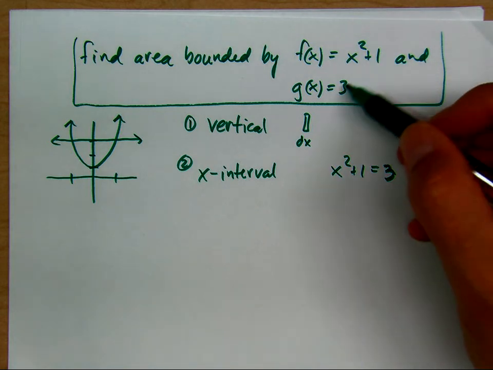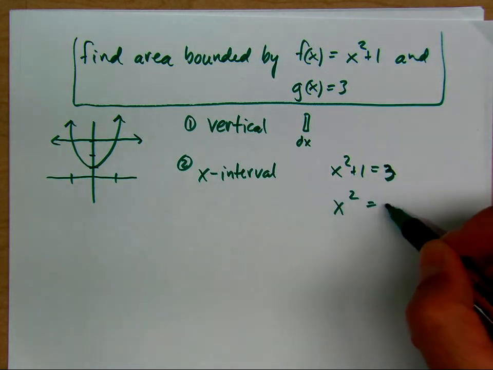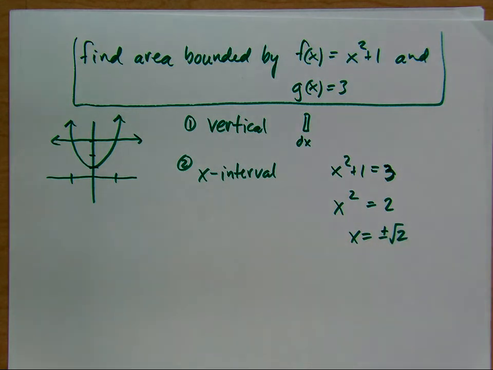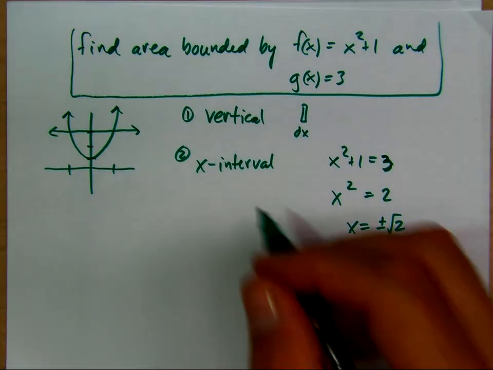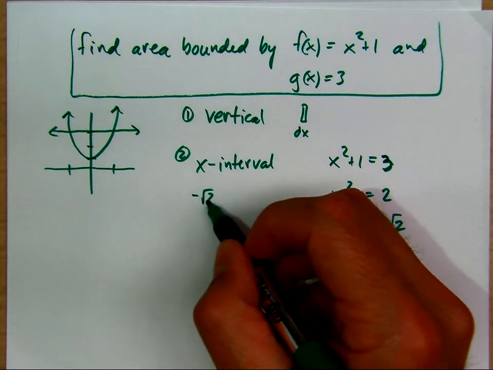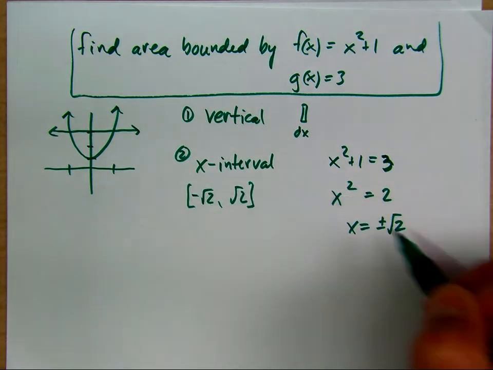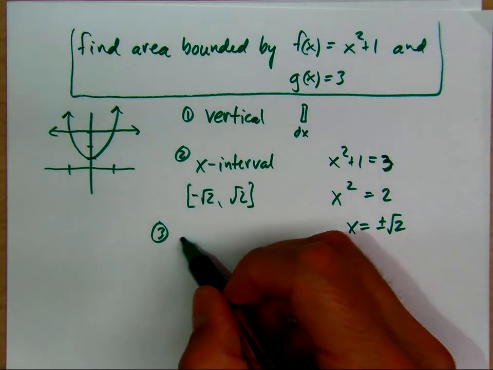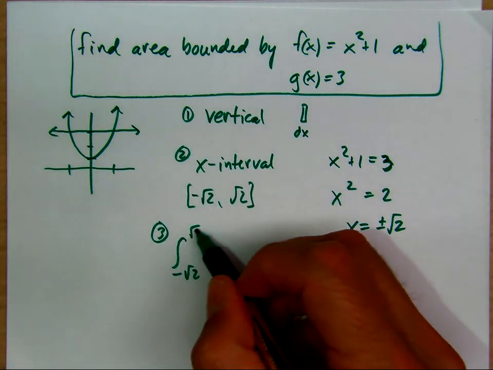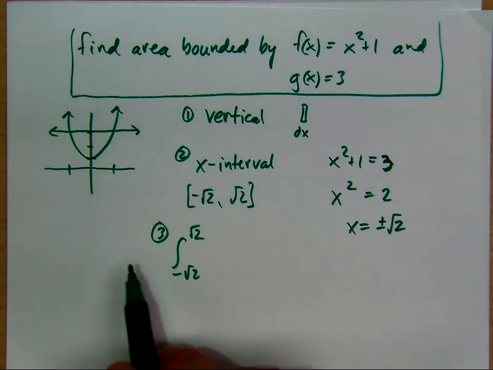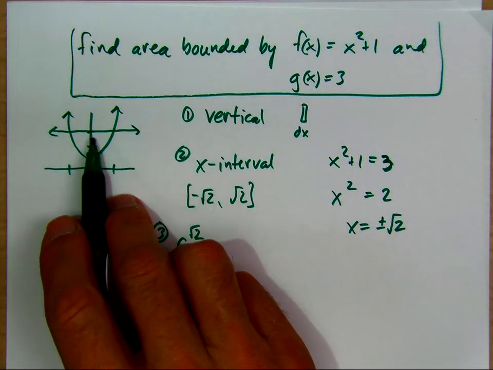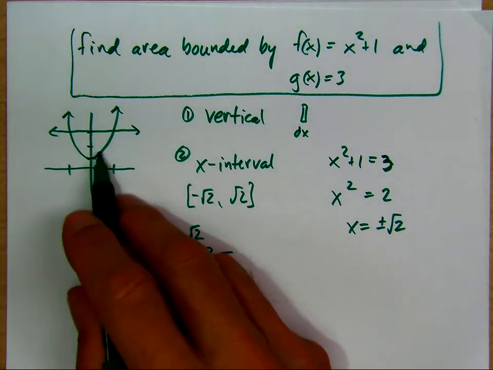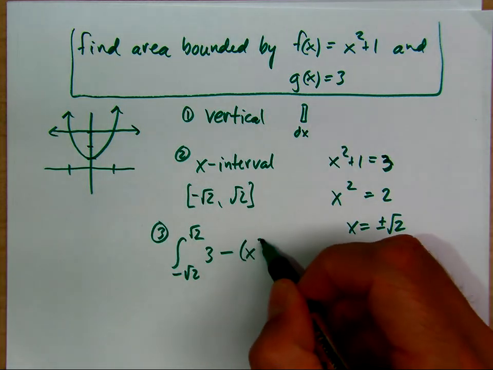The intersection of these will give us the interval 3 minus 1, positive or negative radical 2. So the interval goes from negative radical 2 to positive radical 2. And then we integrate from negative radical 2 to positive radical 2. And we're going to do top curve minus the bottom curve. The top curve is 3. The bottom curve is x squared plus 1.